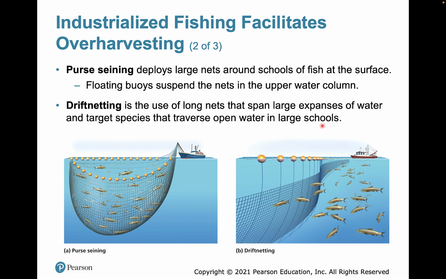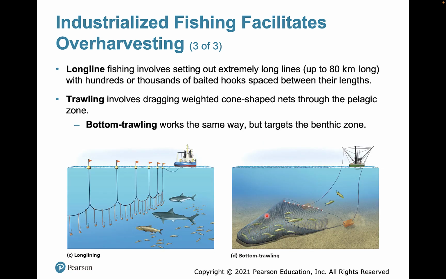Drift netting, they lay out these really long lengths of net in order to trap species that go over open water in really big schools. Long line fishing is how they do most tuna. And if you've ever seen The Perfect Storm, this is how they fish. They put out long lines, that's why it's called long line fishing, of baited hooks, and they catch fish that way.